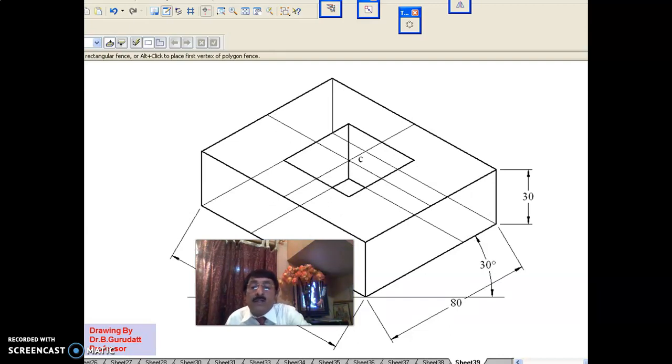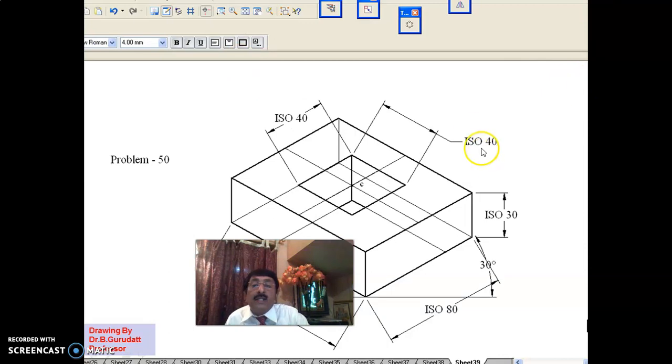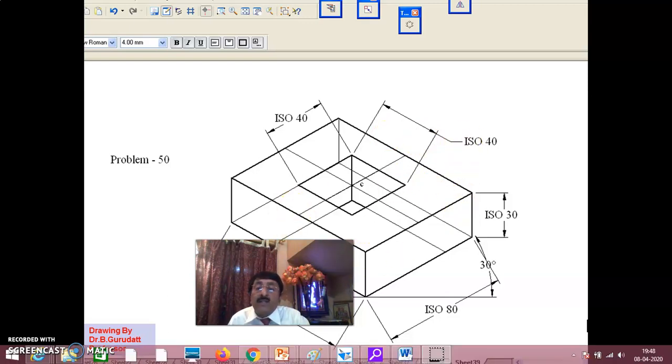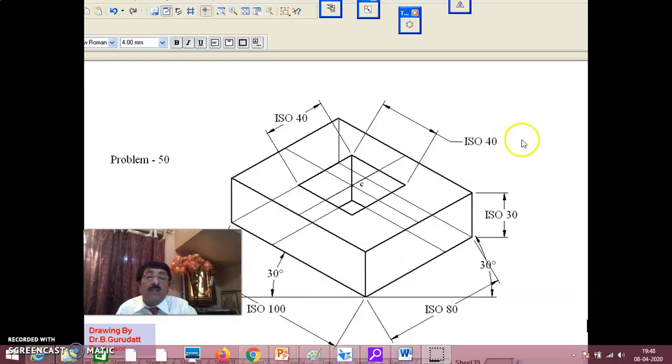This is the isometric view of a rectangular prism with base sides 100 by 180 and thickness 30. This is the same isometric projection of a rectangular prism, 100 by 80, and thickness 30, with a square hole of sides 40 at its center. If you do this, it will be perfect in all angles, and you are not losing any marks even in the examination.